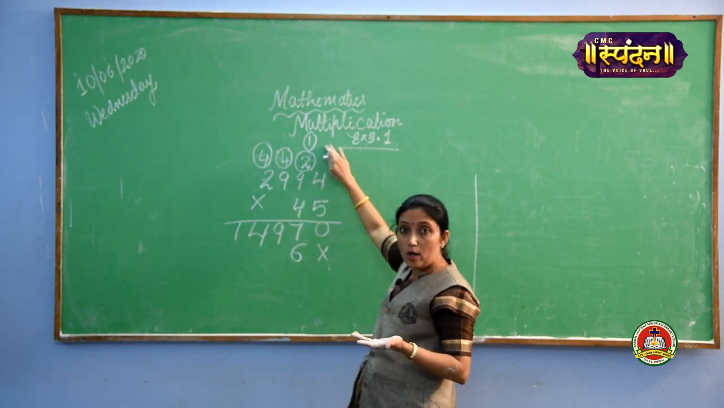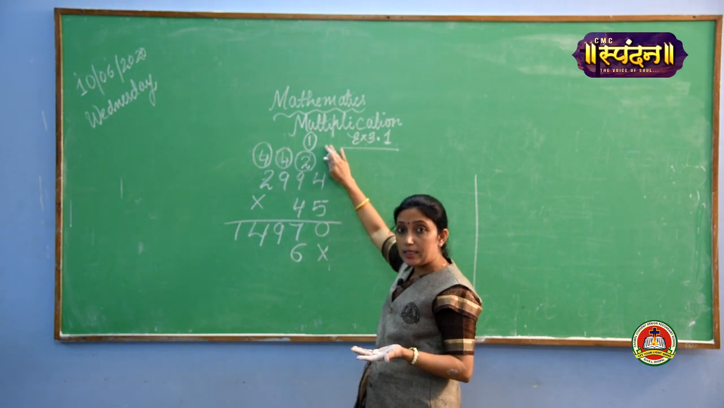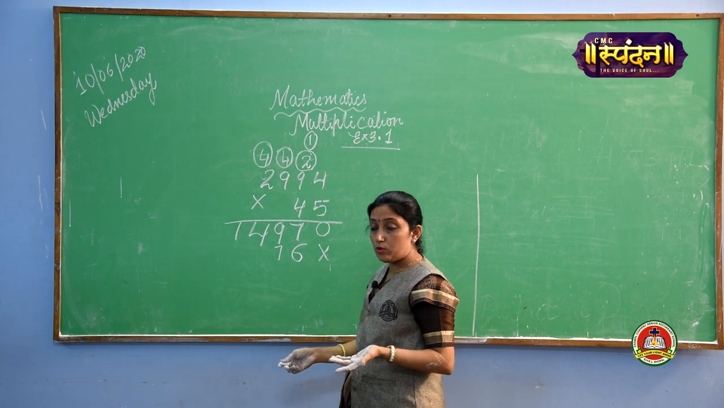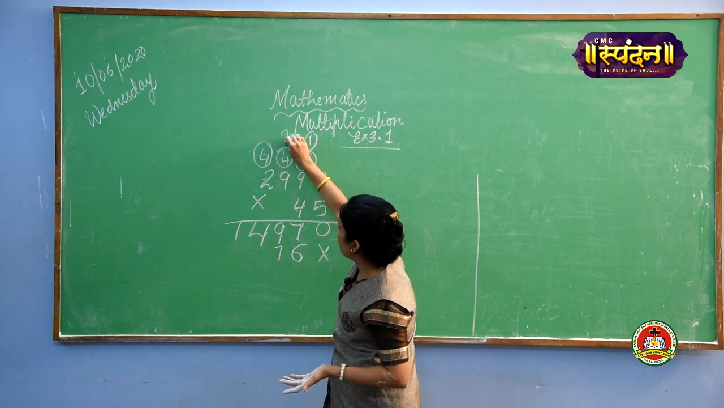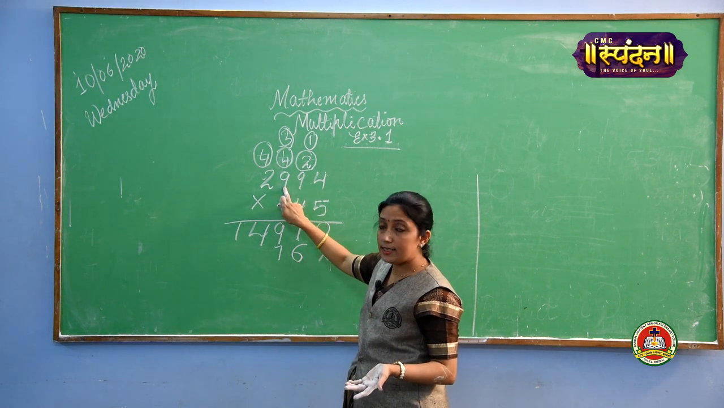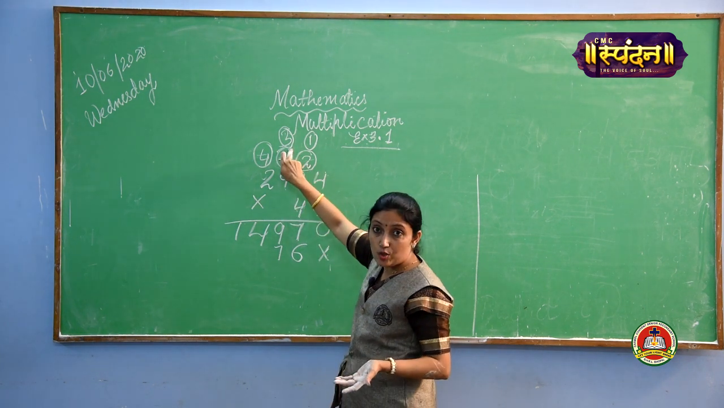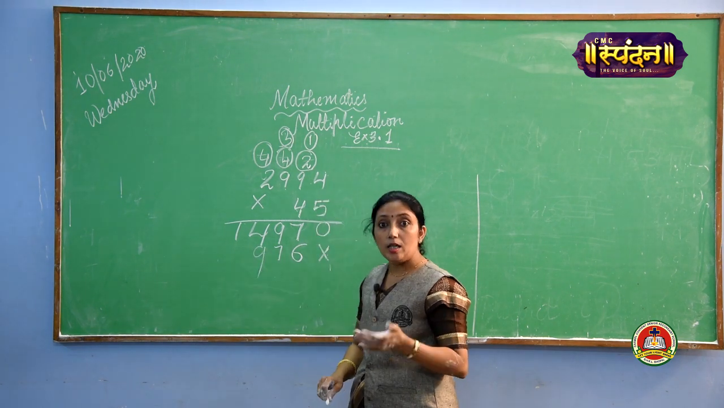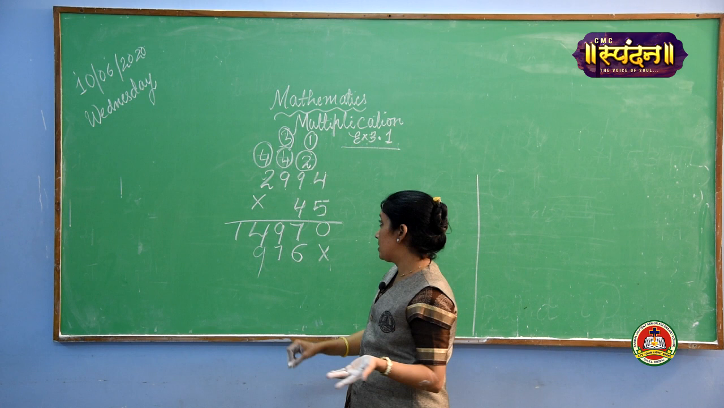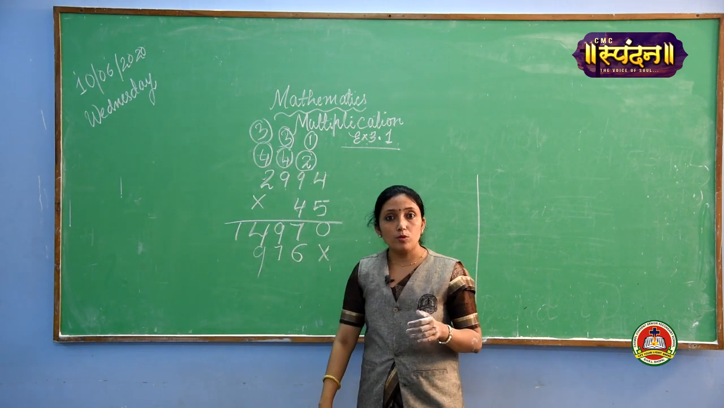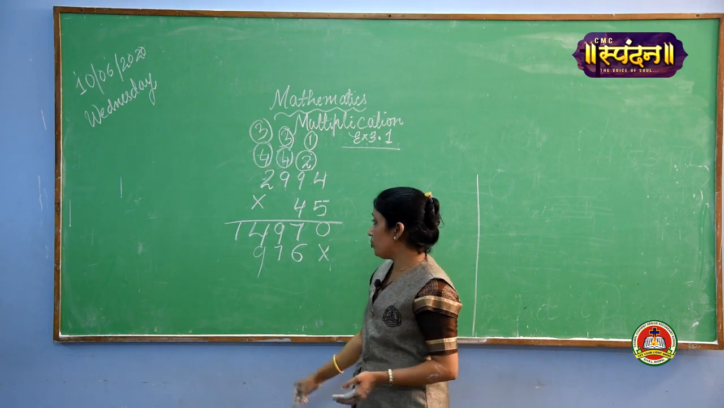36 plus 1, that is 37. So here my 7 is going to come. Now again a carryover 3. Yes. Now 4 nines are again 36. 36 plus 3, that is 39. So 9 is going to come here. Again a carryover. Yes, 3. 4 twos are 8. 8 plus 3 is going to be 11.